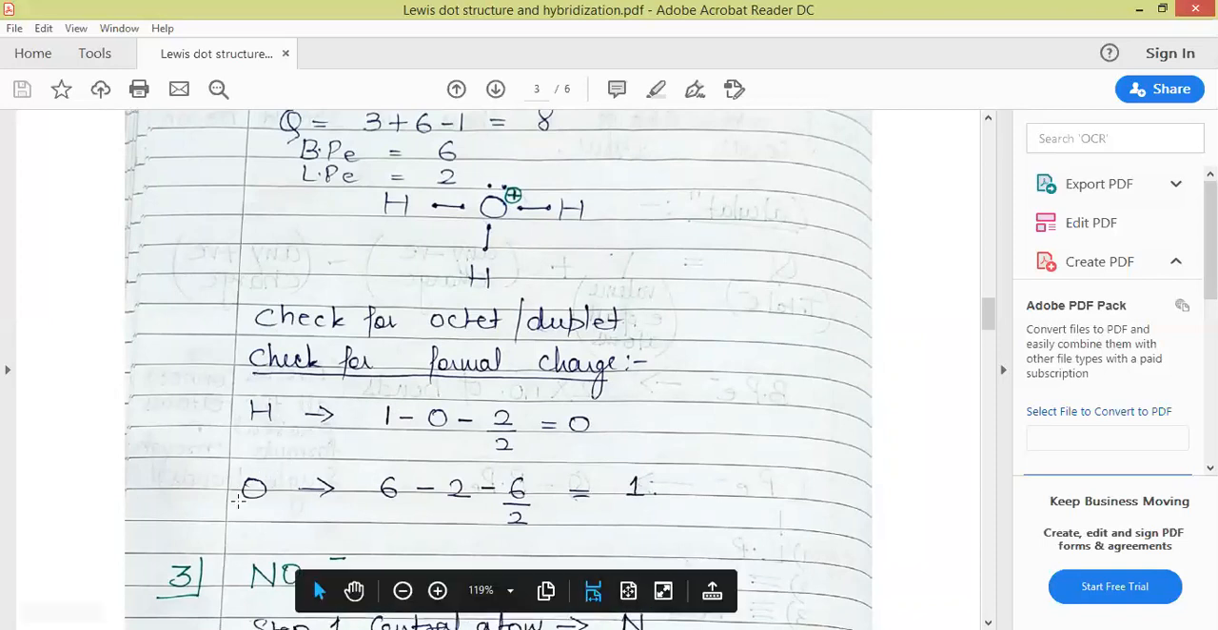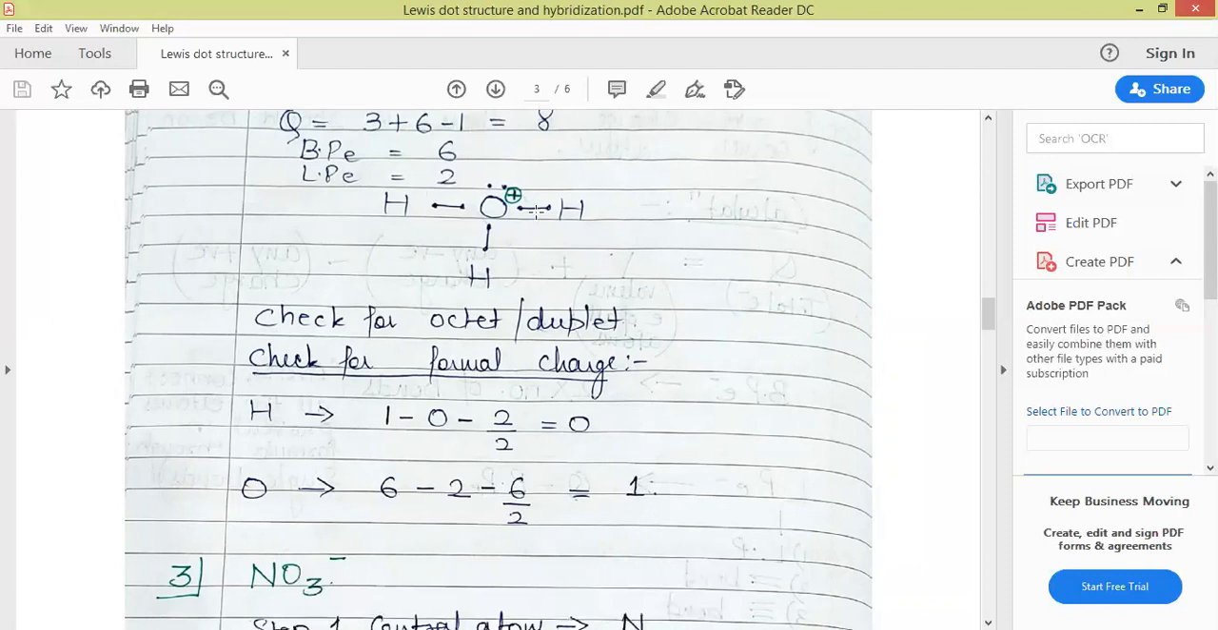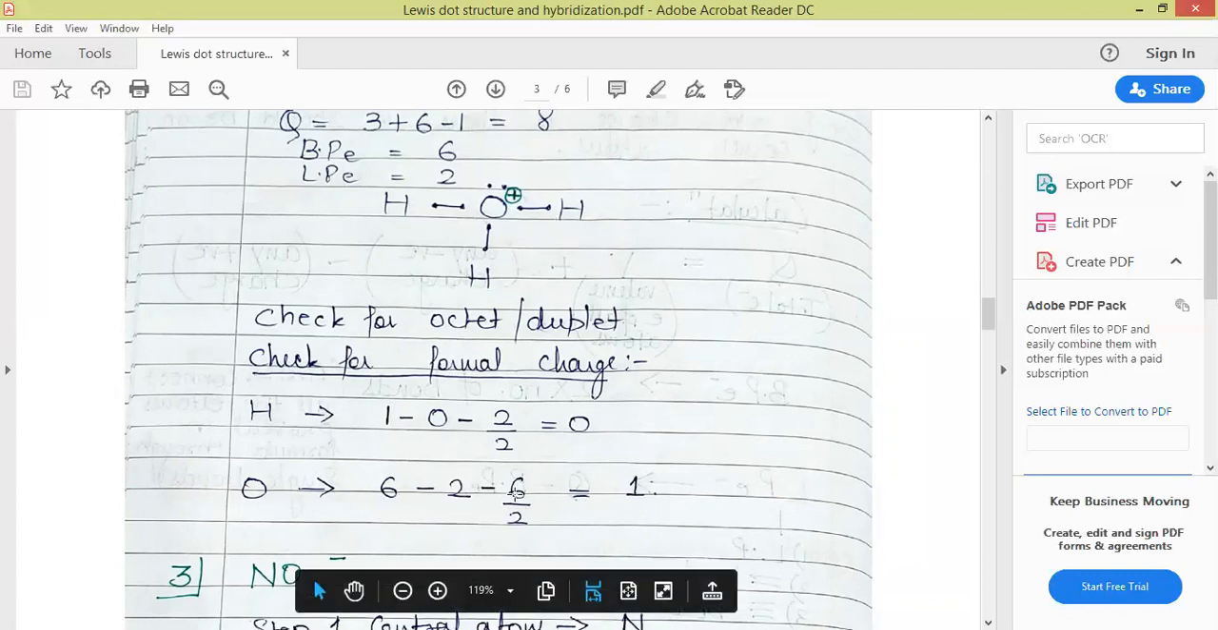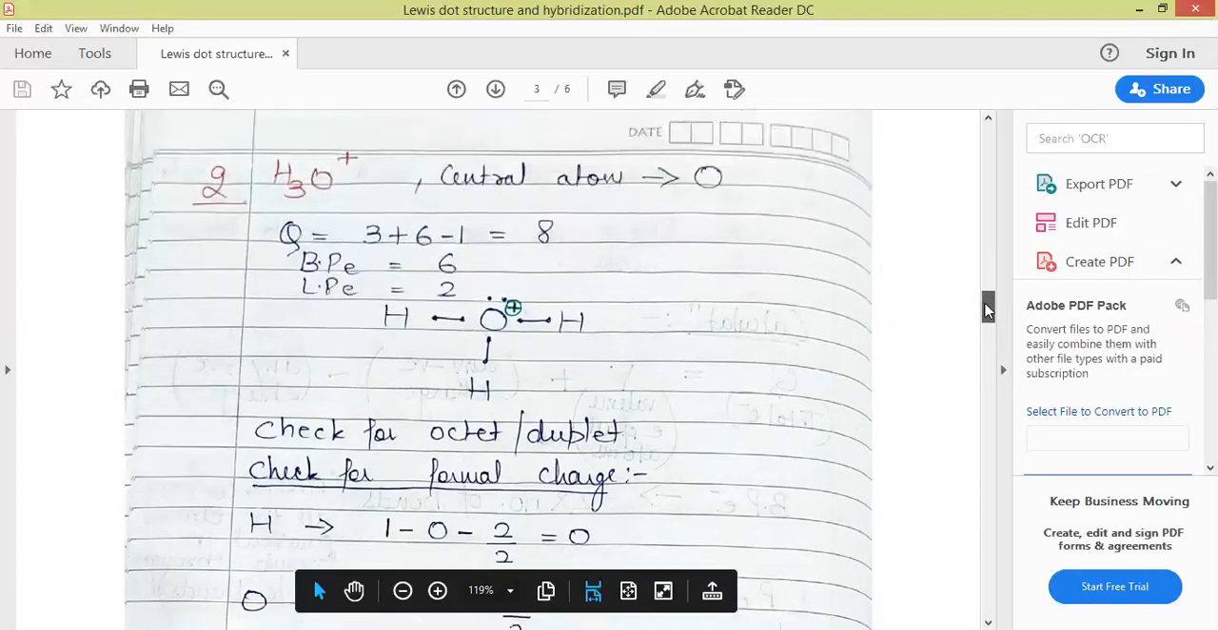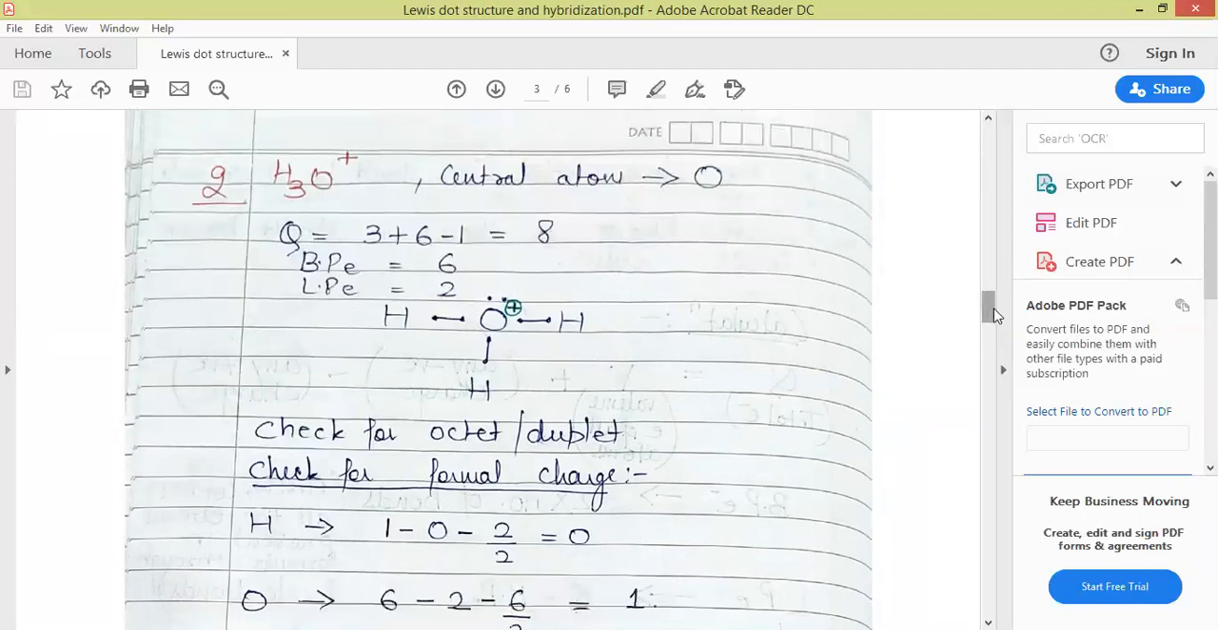Let's calculate the formal charge on oxygen. Valence electrons associated with oxygen are 6 minus lone pair electrons. Here lone pair electrons are 2, so minus 2, minus bond pair electrons divided by 2. It is 1, 2, 3, 4, 5, 6. 6 divided by 2 is 3. 6 minus 5 is 1. So formal charge on oxygen comes out to be plus 1. So this is the most acceptable Lewis-Dot structure for H3O positive.